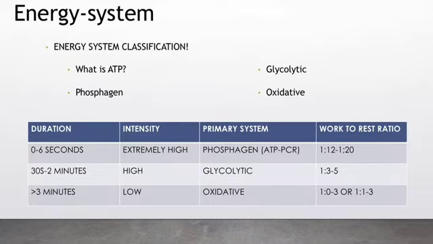And here is our little table for you. So if you look to the left, this is our duration. 0 to 6 seconds for our phosphagen, 30 seconds to 2 minutes for our glycolytic, and anything over 3 minutes for our oxidative. So if you're thinking we skipped seconds 7 to 29, that's not because we're not using an energy system at that point.